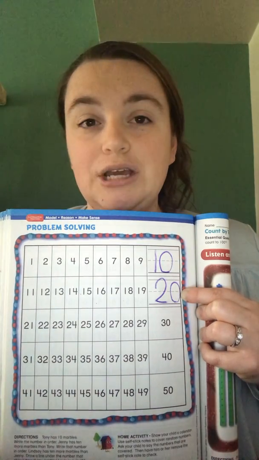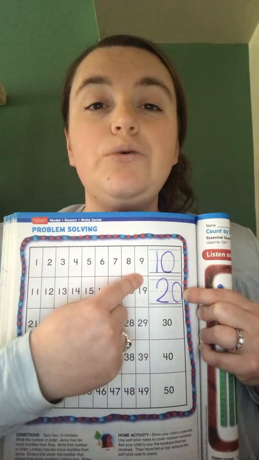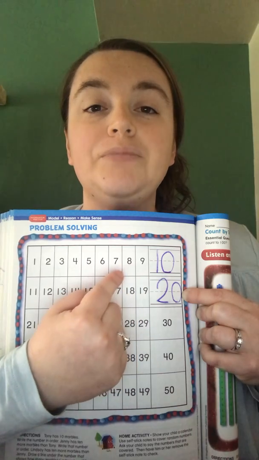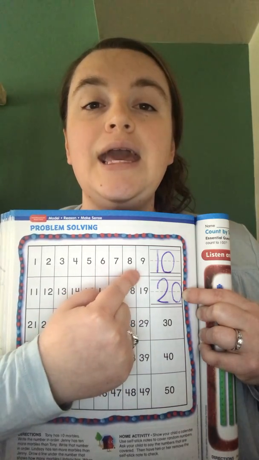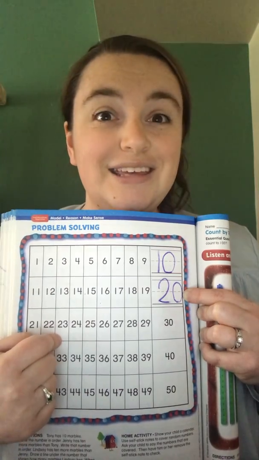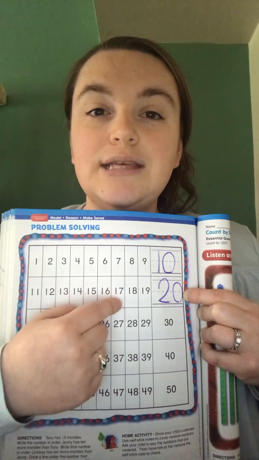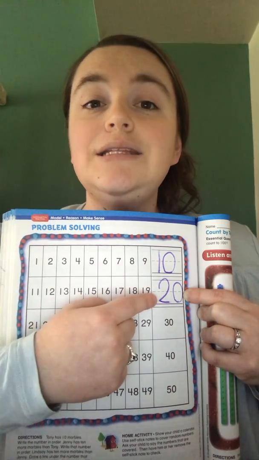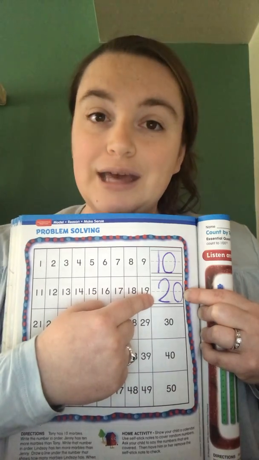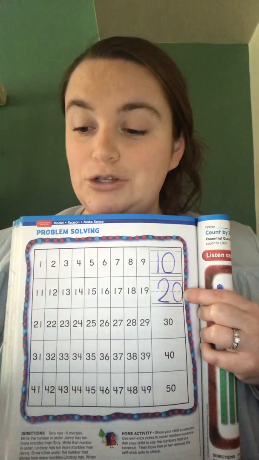And one way that we can check this, boys and girls, is by counting across. If we're not sure, we want to check our work, we're going to count across. Let's see. 7, 8, 9, 10. Is that correct? Yes, it is. Let's come down here. 15, 16, 17, 18, 19. Is 20 correct? Yes, it is. Very good. So we know that we have the correct numbers here, 10 and 20.